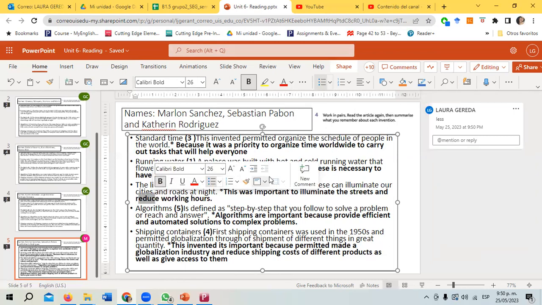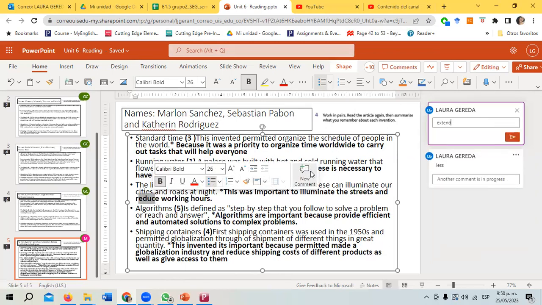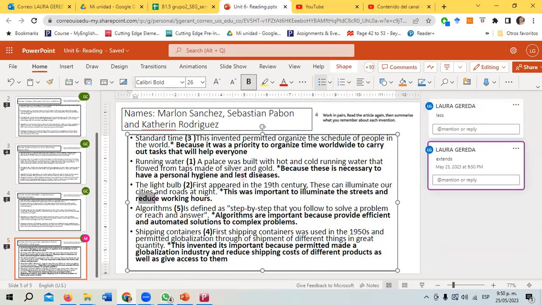Okay, number three is standard time. This permitted organizing the schedule of people in the world and we chose this item because it was a priority to organize time worldwide to carry out the tasks that will help everyone. All right, good.